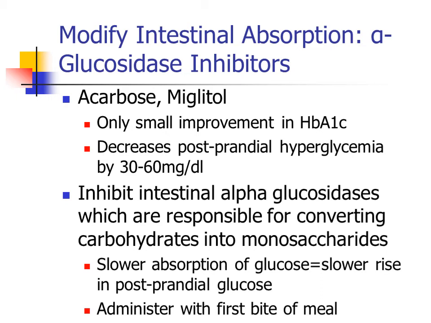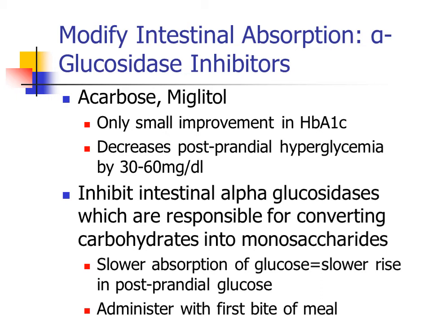We're going to now switch to discuss another class, and this class works by modifying intestinal absorption, and those are the alpha-glucosidase inhibitors. And within this class are acarbose and miglitol. Unfortunately, with these agents alone, you only see a small improvement in HbA1c, but they do act well to decrease postprandial hyperglycemia by 30 to 60 milligrams per deciliter on average. So that's really their niche in your patient who has elevated postprandial sugars.